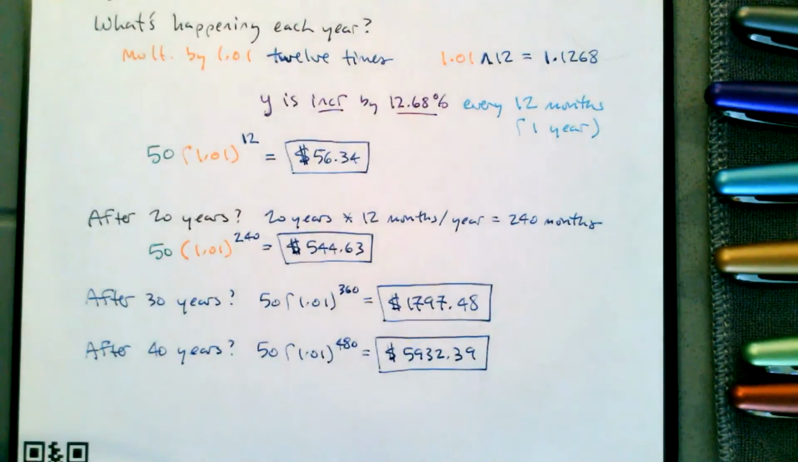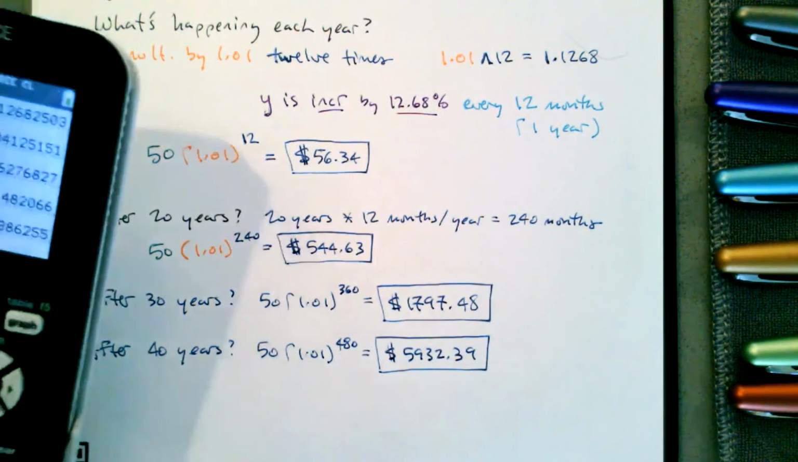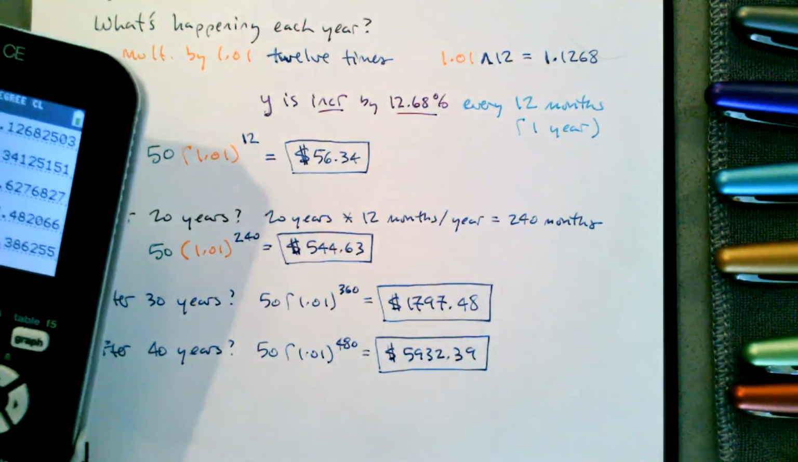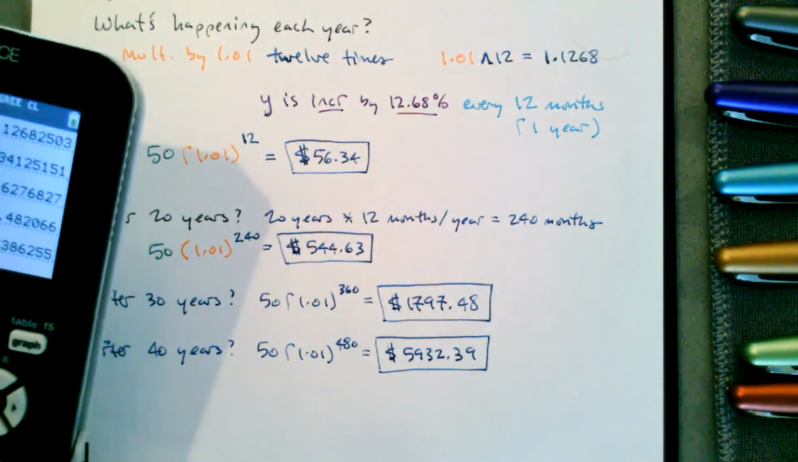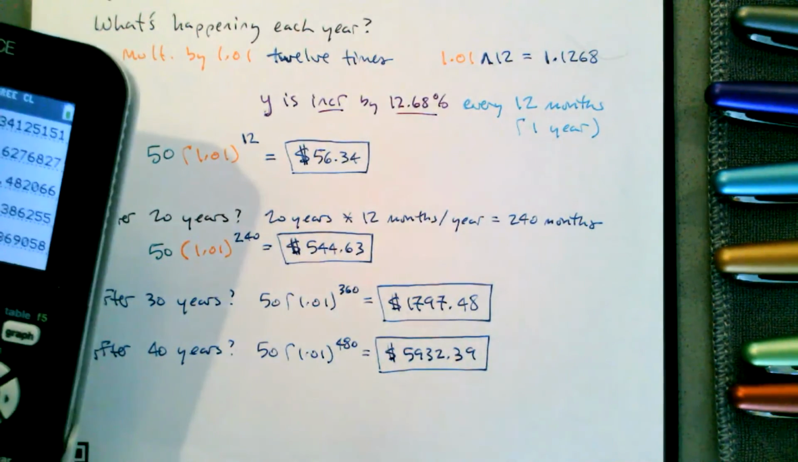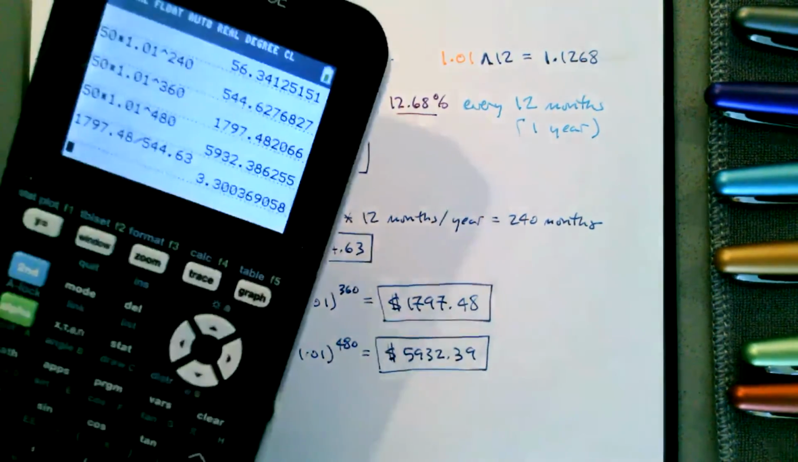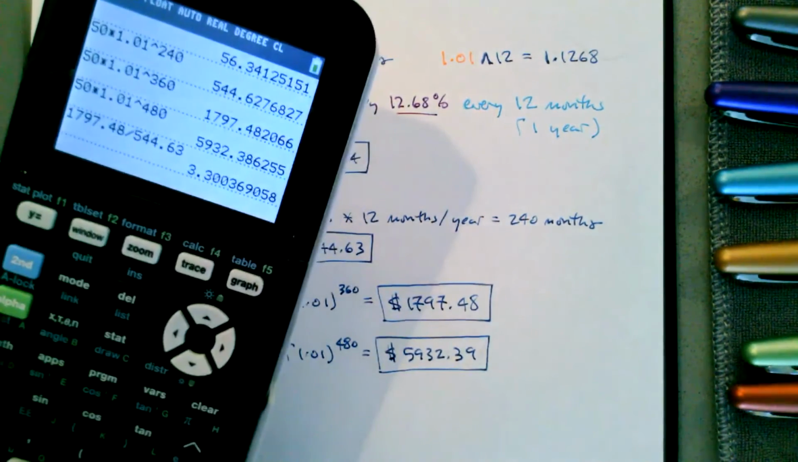So it spends 20 years getting multiplied by about 11, from 50 to 500. But then in the next 10 years, we go from 544 to 1797. So in those 10 years, it tripled again. And then in the next 10 years, it tripled again. Notice that in these 10-year gaps, 1797.48 divided by 544.63, if I look at it in terms of multiplication, we're multiplying by 3.3.